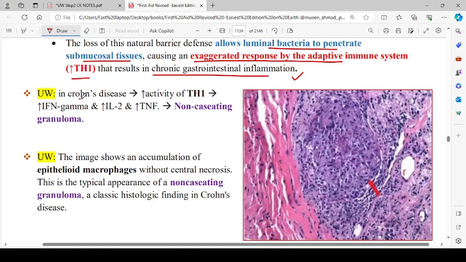Another UWorld point: in Crohn's disease, there is increased activity of Th1 that causes an increase in interferon gamma, interleukin 2 and TNF, which will lead to non-caseating granuloma formation, as you can see in this picture. My circle was smaller, but the whole thing is a granuloma, a non-caseating one.